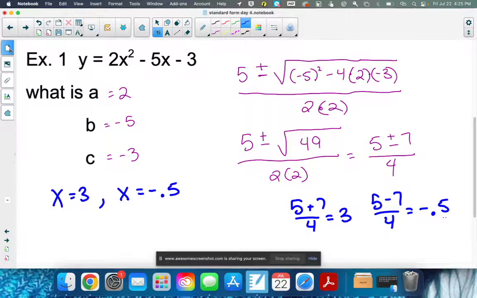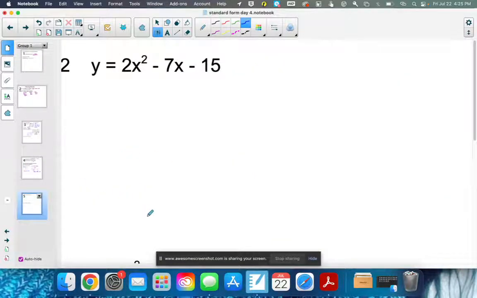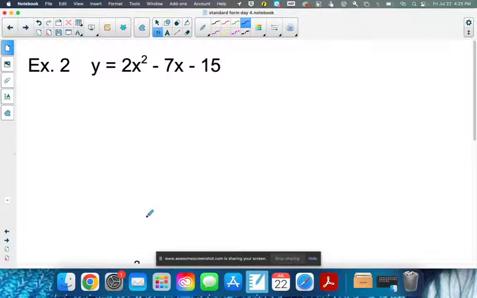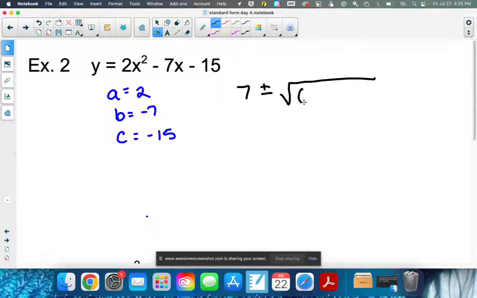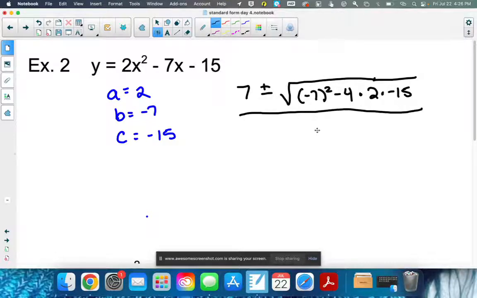All right, so let's try another one just to make sure you've got it. All right, so first identify A, B, and C. A is 2, B is -7, C is -15, and we're going to set up the equation first. So -b plus and minus that big square root of b squared minus 4 times a times c, all divided by 2 times a.